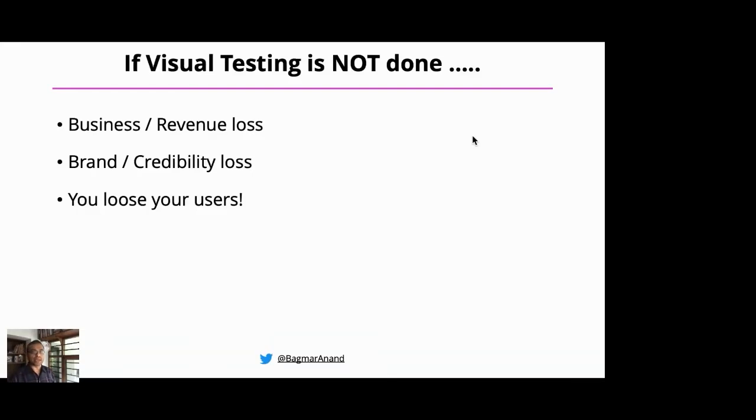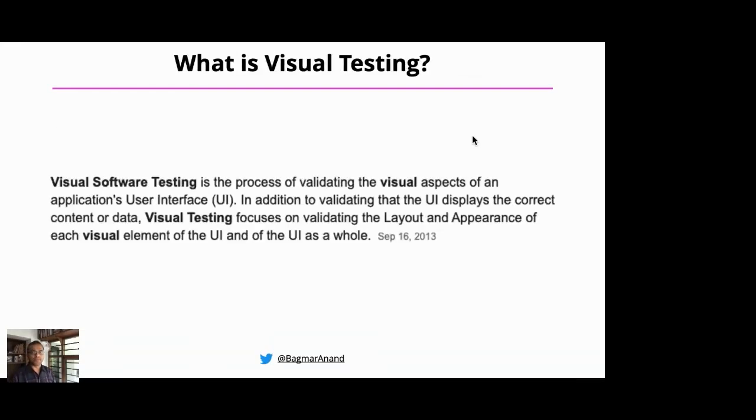Let's quickly understand, for those who are not aware of this, what exactly is visual testing. So visual testing is a way you can validate the visual aspects of the screen, right? The name itself is quite indicative in that sense. You make sure that what is presented on the screen is matching what is expected in terms of the layout, the appearance, the content, and the overall UI, the user experience itself, right? That is visual testing.